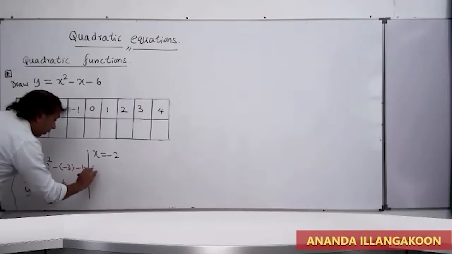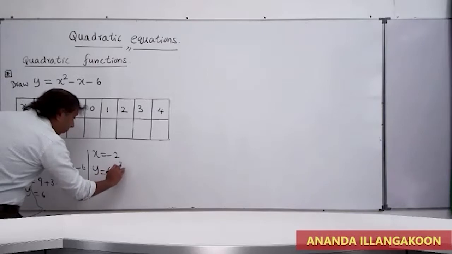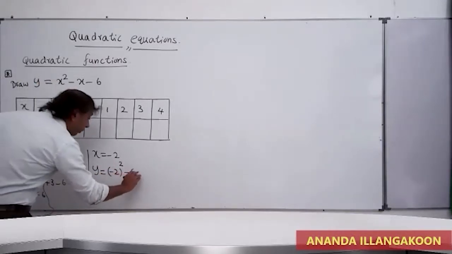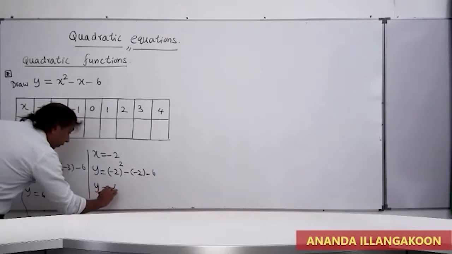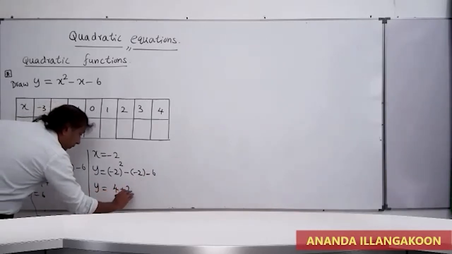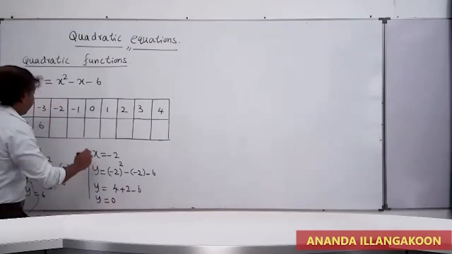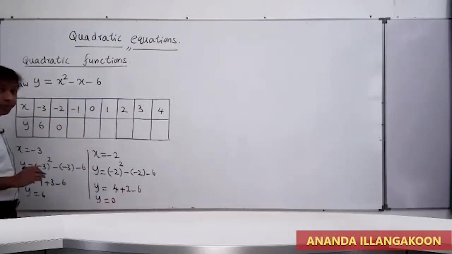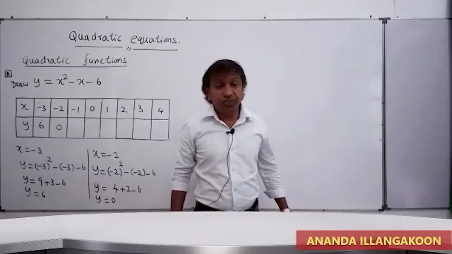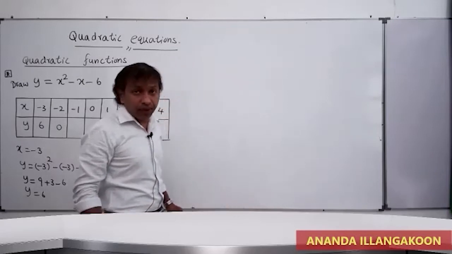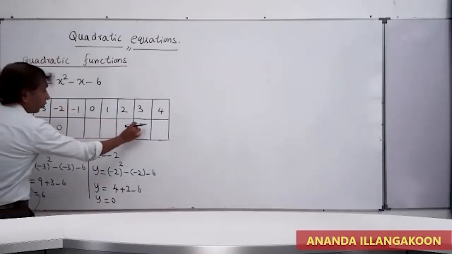What do you get? y equals (minus 2) squared minus 2 minus 6, so y equals 4 plus 2 minus 6. Then we get y is 0. This is 0. Okay. Now this way we can fill this table. So then I'll write the y values corresponding to each of these x.